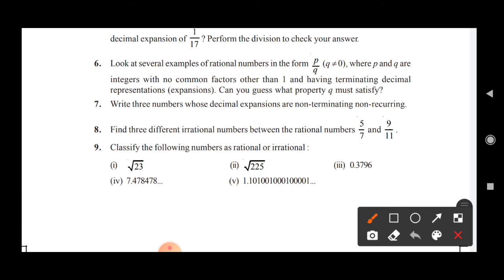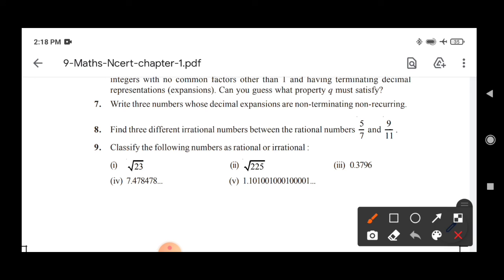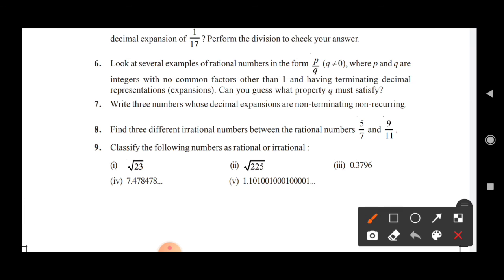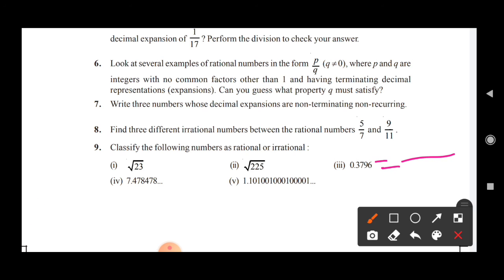Next one, this one. So you can see there is no bar on the digits after the decimal. So if we remove this decimal, you can see here we can write this as 0.3796 equal to 3796 divided by 10,000. So which is a rational number. So number 3 is also rational.